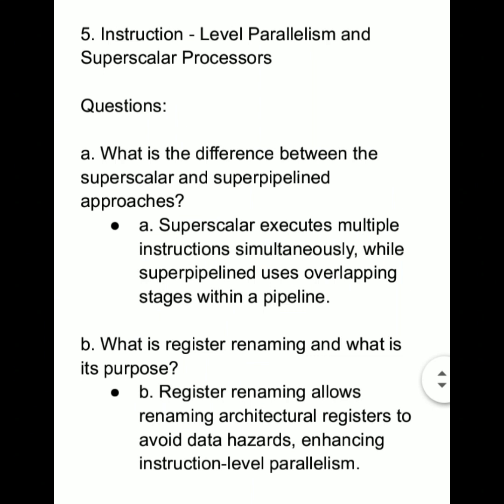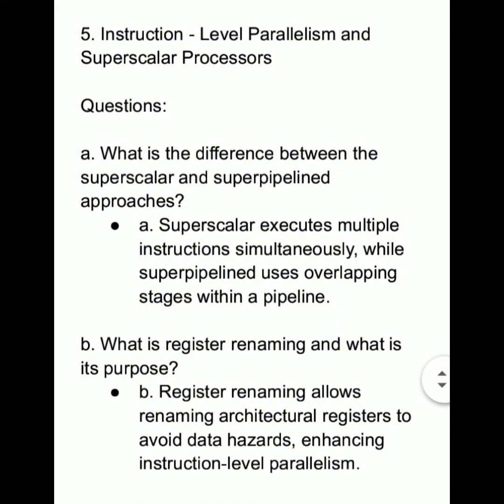So the last topic is instruction level parallelism and superscalar processors. Question A: what is the difference between the superscalar and superpipeline approaches? Superscalar executes multiple instructions simultaneously, while a superpipeline uses overlapping stages within a pipeline.